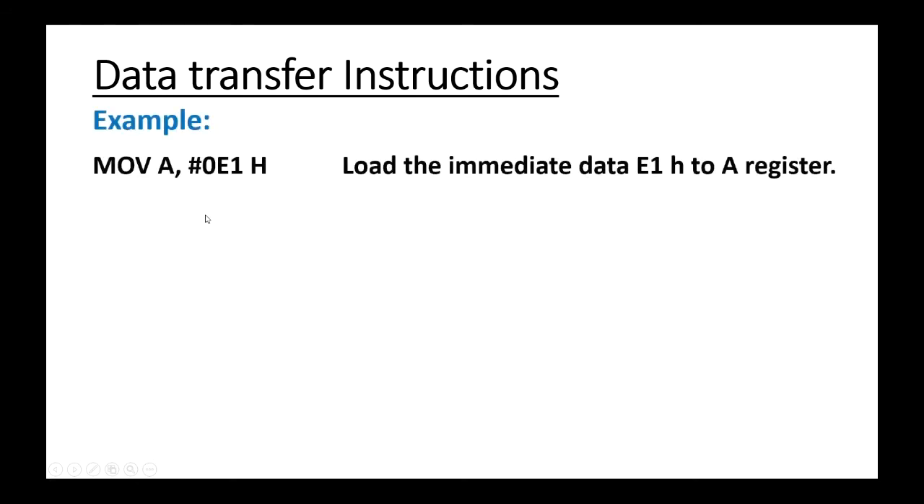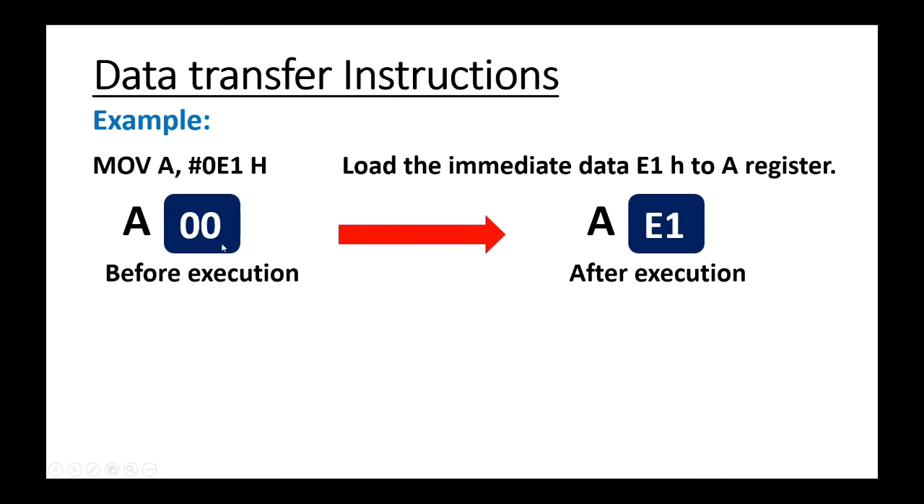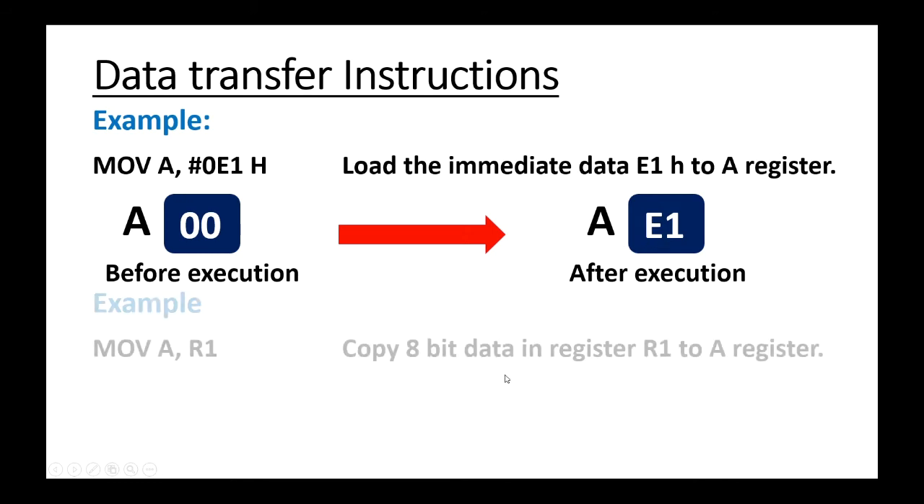If you look at the example, MOV A, #0E1H. There is a convention which you have to remember. The pound or hash sign indicates that it's immediate data, and when any immediate data or address starts with a letter, you have to put a 0 before it. That's why there is a 0 before the E. The hash sign indicates immediate data, so it's 8-bit immediate data which is loaded into the accumulator. Before execution, let's assume A has 0, and after execution of this instruction, A will be loaded with E1.